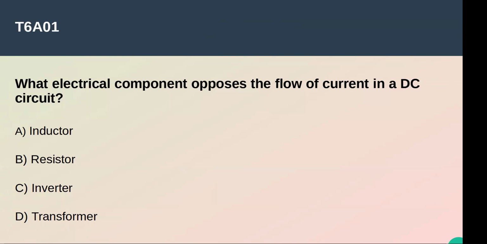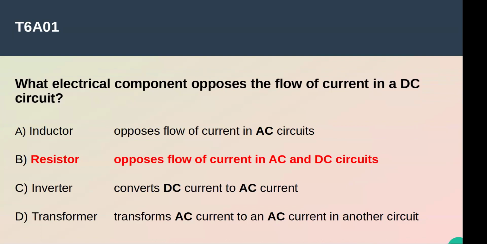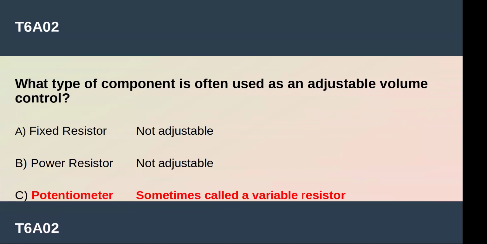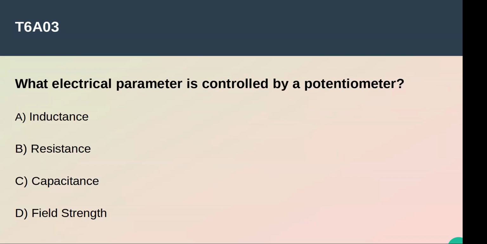So what electrical component opposes the flow of current in a DC circuit? Bravo, resistor. What type of component is often used as an adjustable volume control? Okay. What electrical parameter is controlled by a potentiometer?